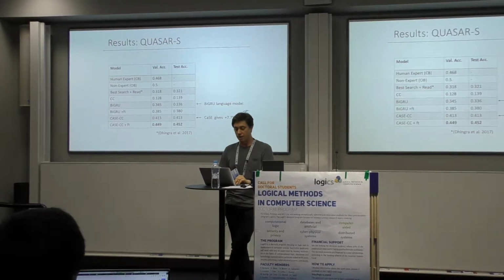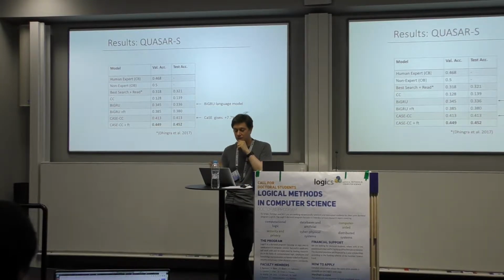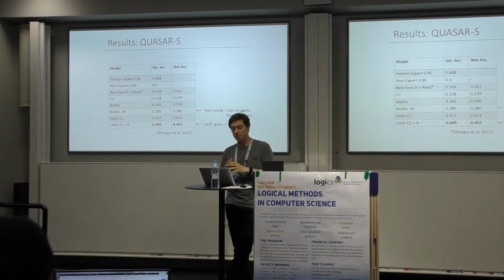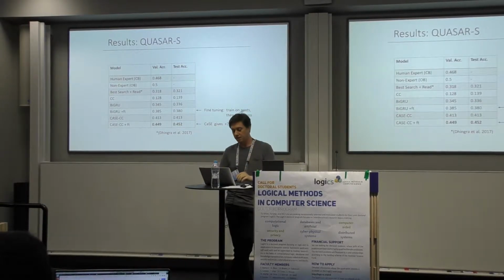BiGRU alone, as we saw, did around 34%, and adding these co-occurrence counts gives you plus almost 8% accuracy, which is at this level a good increase. And then we can fine-tune both models, as I said, which is continue training them on the question set. And again, CASE gives a nice increase in accuracy.